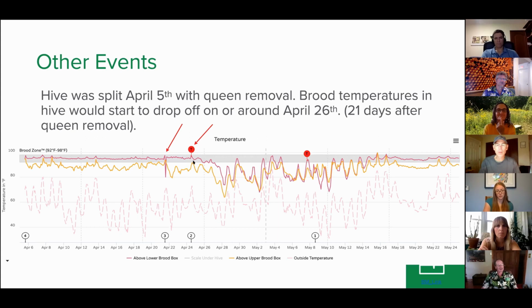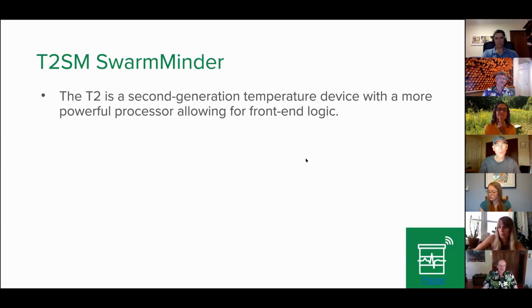That's the first time we are showing an event marked with a T, and that T comes from the T2 device, where events are automatically marked if temperature events are taking place in the hive. The T2 is a second generation temperature device with a more powerful processor allowing front-end logic, which means we can make decisions inside the device itself. We don't have to go back to the BroodMinder database. There is some logic and intelligence in the device itself that can trigger alarms and do certain things.